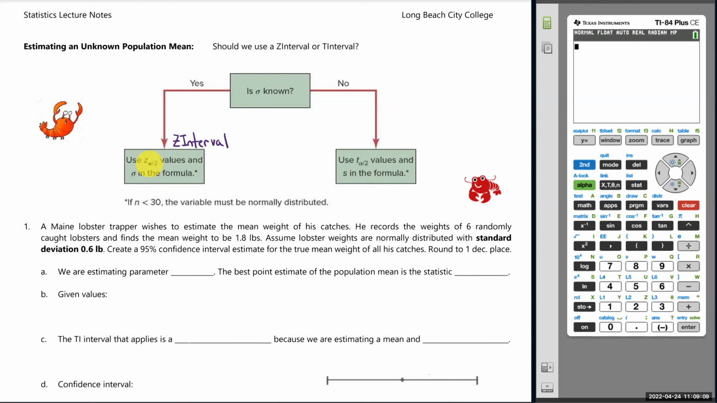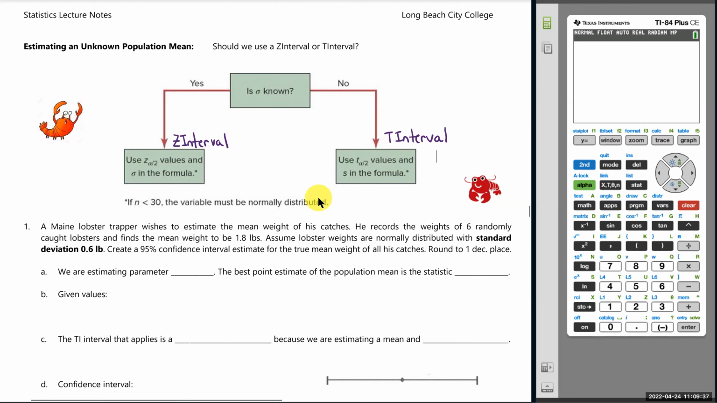So z applies when we know sigma, and if we do not know sigma, the t alpha over 2 critical values apply. And if we're using technology, that is our t-interval. In both cases, if our sample size is small, anything under 30, then the original variable that we're studying must be normally distributed.